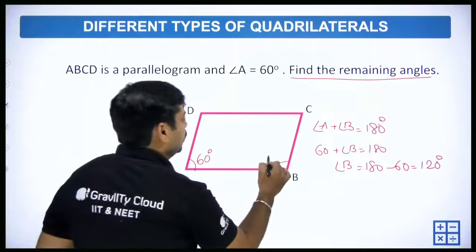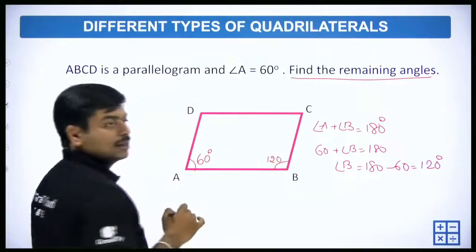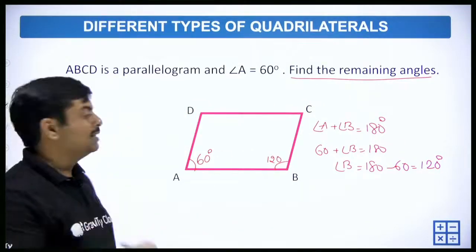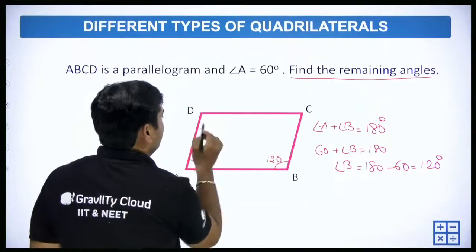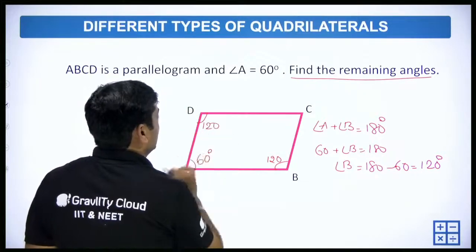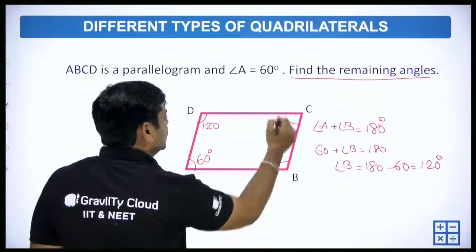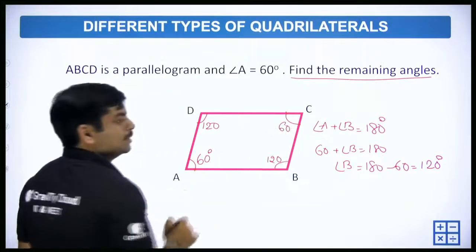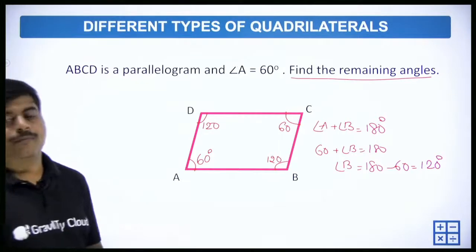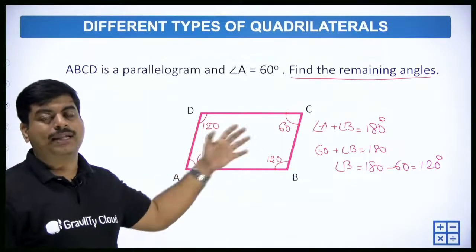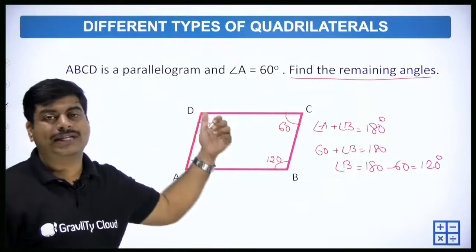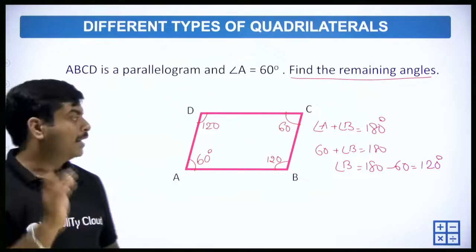Angle B is 120. In the same way, if you consider the adjacent angle D, these two should again add up to 180. So 120 plus some number should be 180, so again it is 60. So in a parallelogram, if one angle is 60, the other angle will be 120, the next is 60 again, and the next is 120 again. This is how the pattern will look.